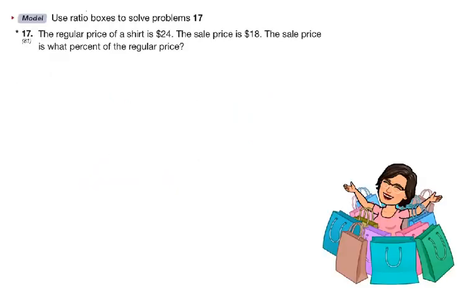Use ratio boxes to solve, and we're just doing problem 17. The regular price of a shirt is $24. So regular price, $24. The sale price is $18. The sale price is what percent? Oh, we got percent of the regular price. So we need a percent in this one. So we're going to do percent and actual count.